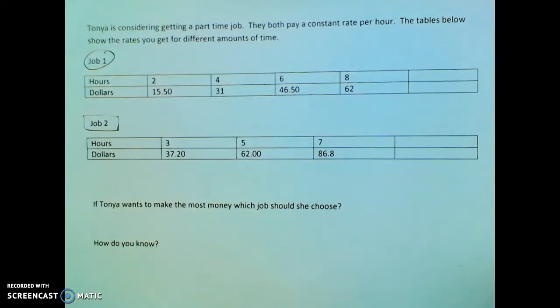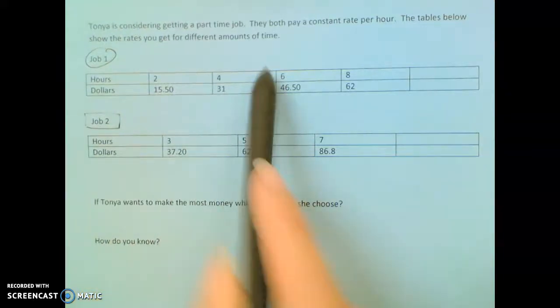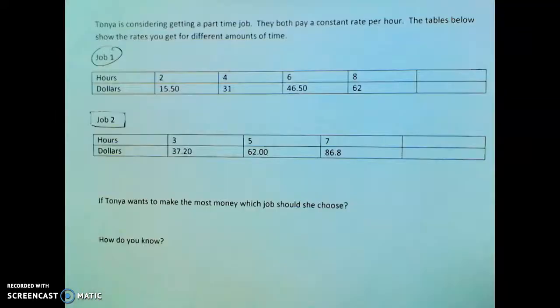So when I'm looking at this, the first thing that comes to mind is I need it to be apples to apples, because this is 2 hours, this is 3 hours, this is 4 hours, 5 hours, 6 hours, 7 hours, 8 hours. I don't have anything that's apples to apples. So how could I make it apples to apples?